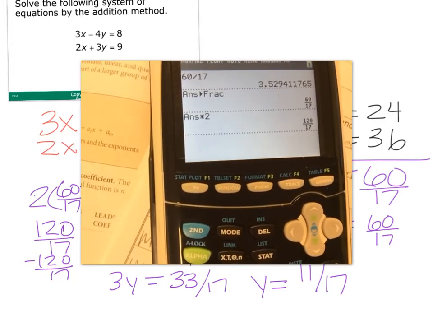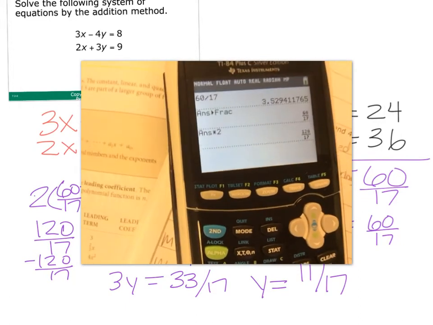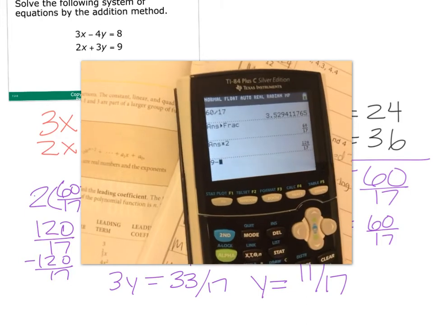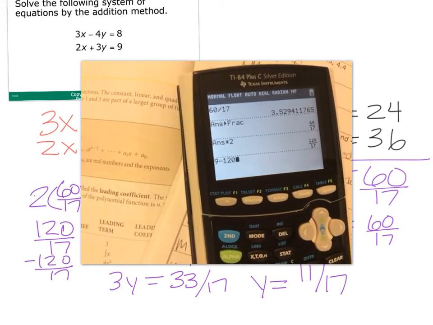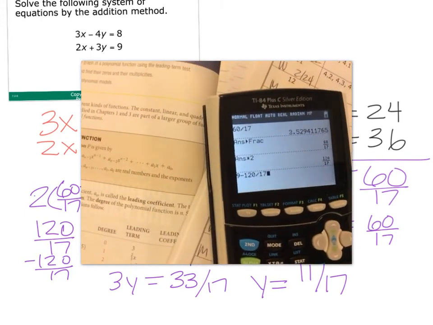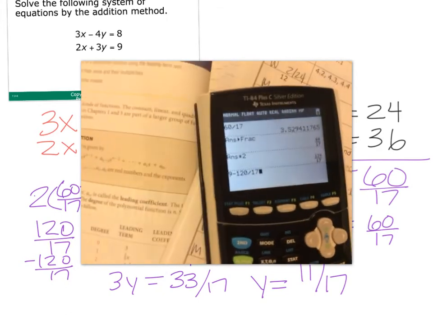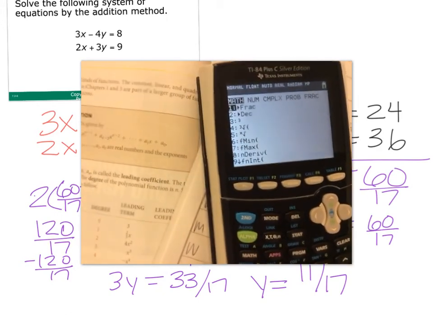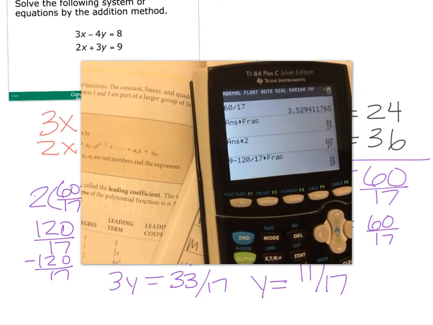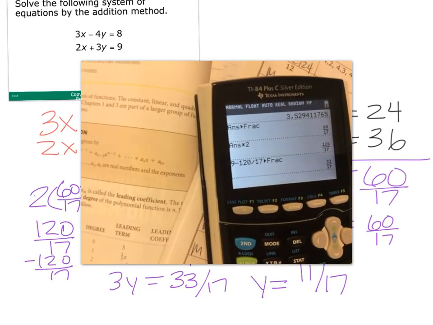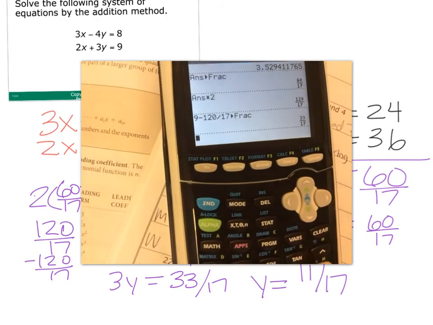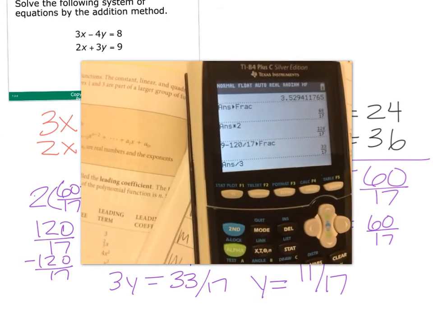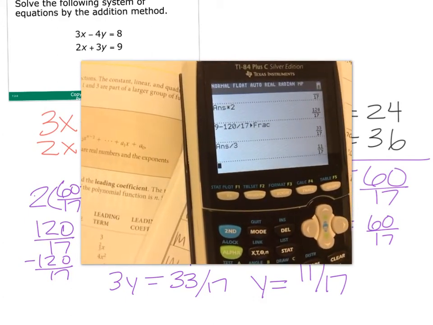Now, we needed to do 9 minus that number. So we're going to do 9 minus 120 over 17. And again, I'm going to hit math, fraction, enter. And then I want to divide by 3. So I'm just going to hit my divide by 3. And that'll give me the 11/17.